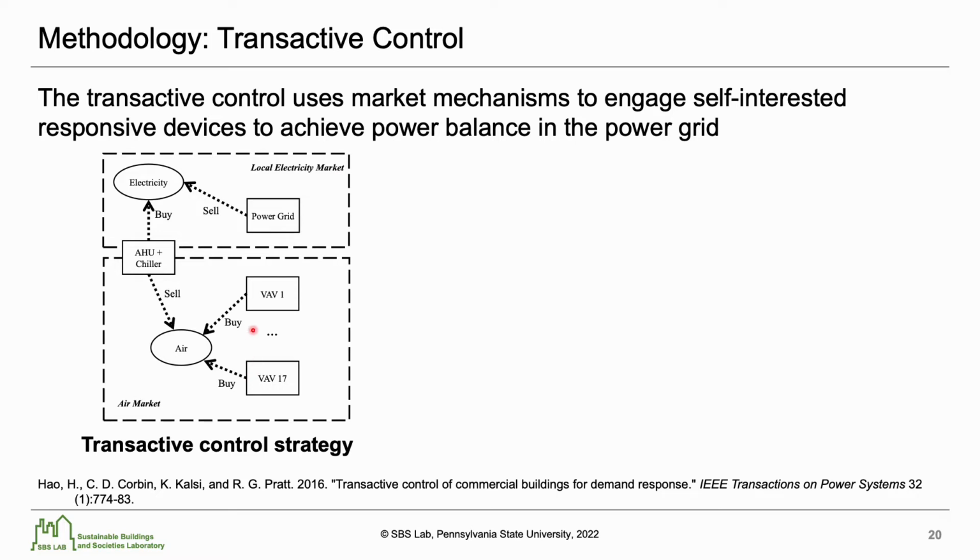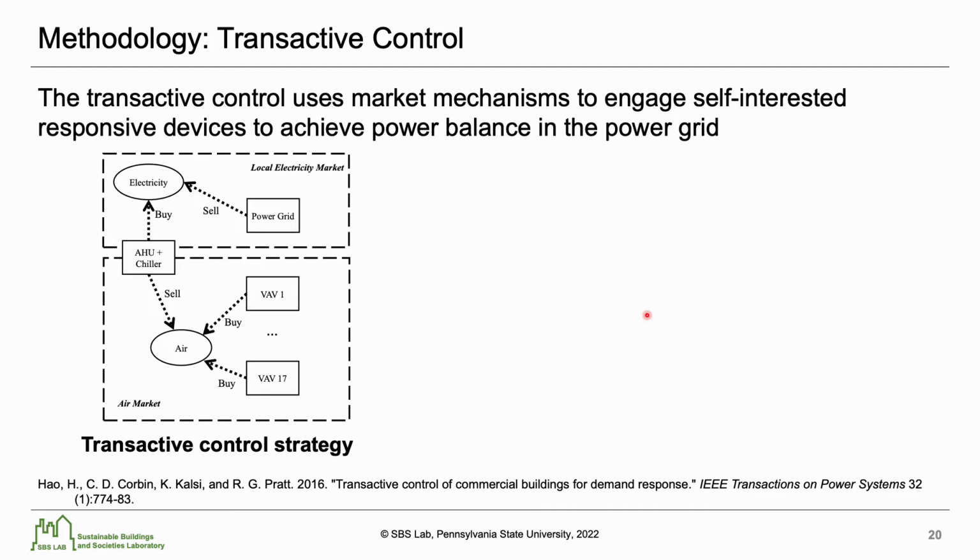In the air market, each VAV terminal is a buyer, while the air handling unit is a seller. In the local electricity market, the chiller and air handling unit is a buyer, while the seller is the power grid. Since there is only one air handling unit and chiller in this study, they are treated as a whole. We call it chiller plus air handling unit. To simplify the problem, the participants of the 2 markets, such as VAV and AHU plus chiller, are named agents.